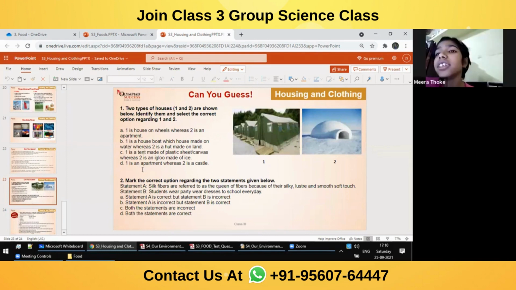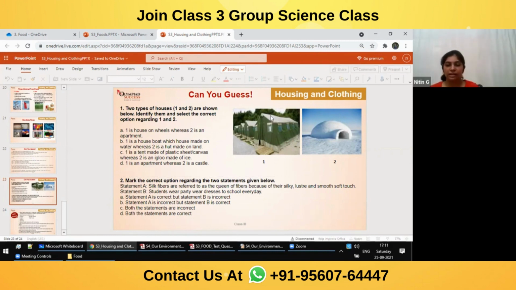C, 1 is a tent made of plastic sheet canvas, whereas 2 is an igloo made of ice. D, 1 is an apartment, whereas 2 is a castle. C is the correct answer. It's very clearly shown in the picture. This is the snow house that is known as igloo, and these are the tents. These are the temporary houses.